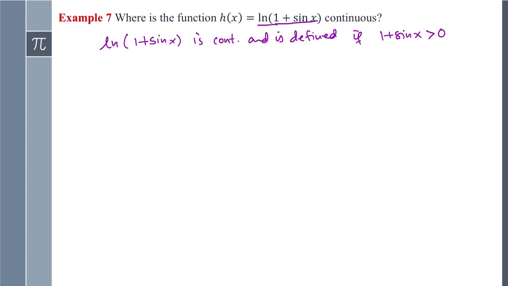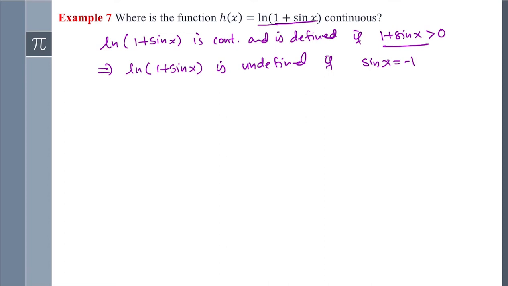So now, which means if 1 plus sine x is greater than 0, then this function is defined. Then we can say this implies that natural log of 1 plus sine x is undefined if, from here, sine x equals negative 1. Because if sine x equals negative 1, then we get 1 plus negative 1, which is 0. So the function is undefined because this is defined only if this is positive, if it's greater than 0.